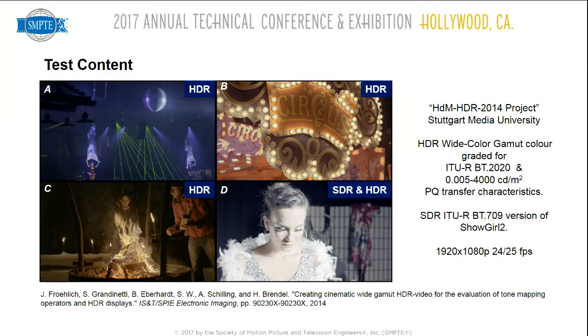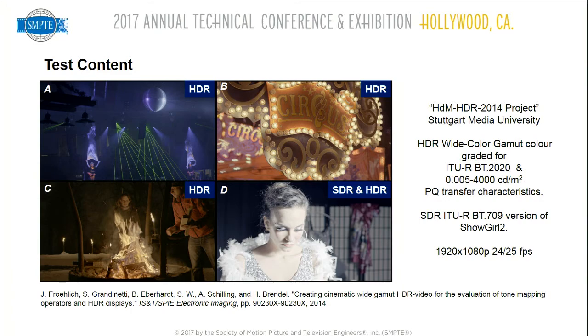So the methodology. The test content I've used is content you might have seen me present in the past. It comes from Stuttgart Media University. They developed this in 2014. I think they did a great service to the community. What they did is that they created content that was professional quality, professionally shot, professionally color graded, using PQ curves and a good range of luminances, and made it available to the standards communities and to other people who wanted to test tone mapping and color grading algorithms.